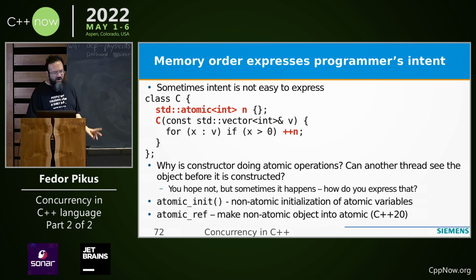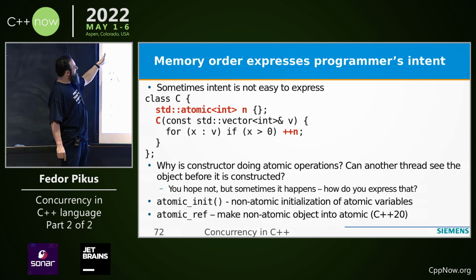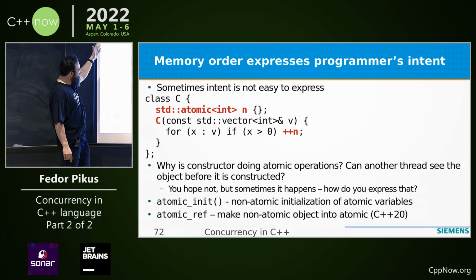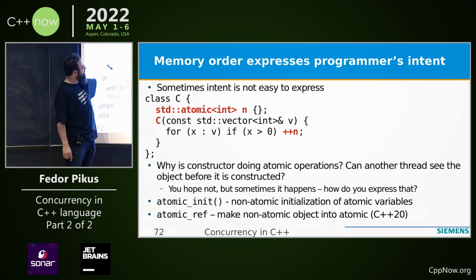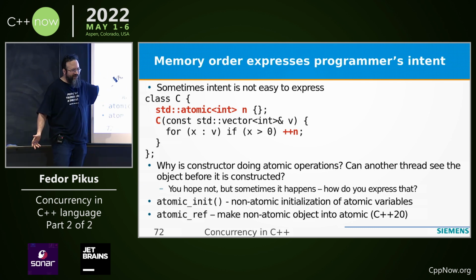Okay, so one case where your intent is not easy to express, and that's because we don't have non-atomic operations on atomics. This is the constructor. I have an atomic, but for some reason, the initialization is complex, and I can't initialize it in a member initialization list in one shot. Why am I doing atomic operations in the constructor? By definition, in the constructor, only one thread can see the object. It hasn't been constructed yet. Nobody else knows that it's there. And so what am I protecting against? Well, I'm not protecting against anybody. I just can't do anything else.